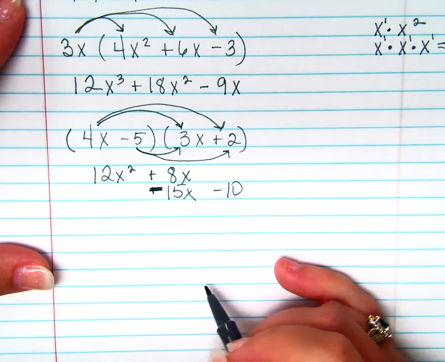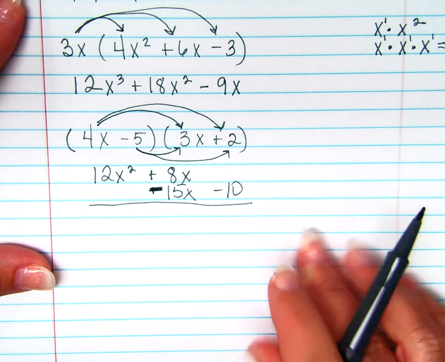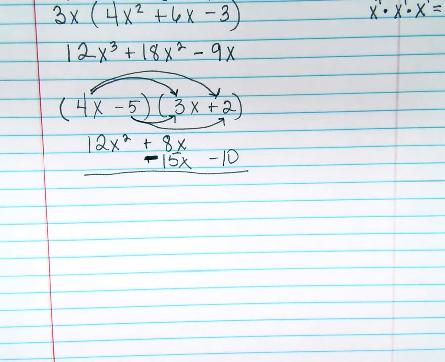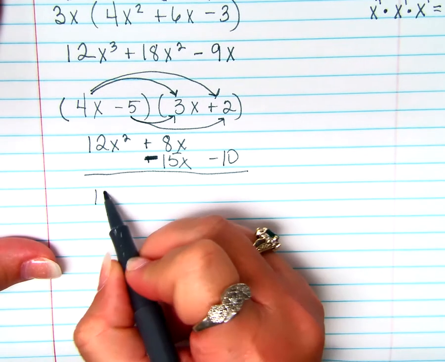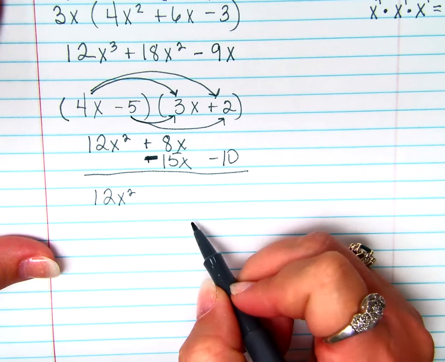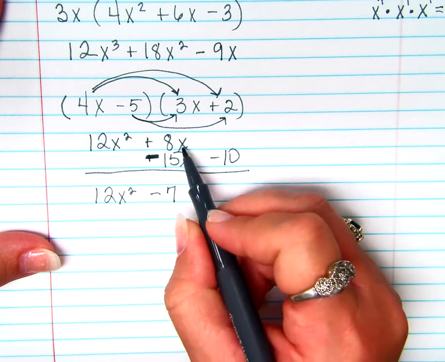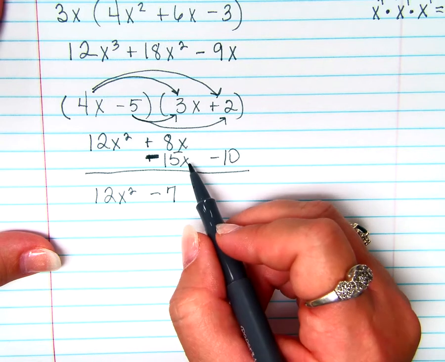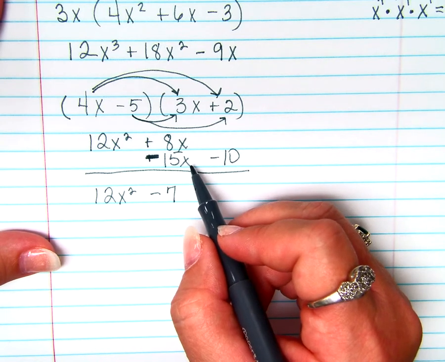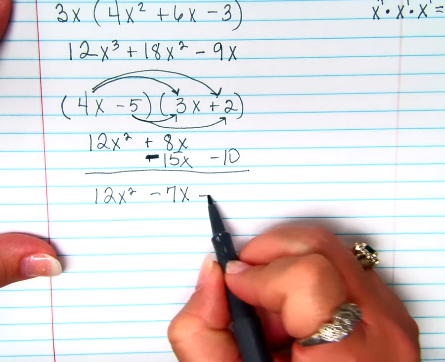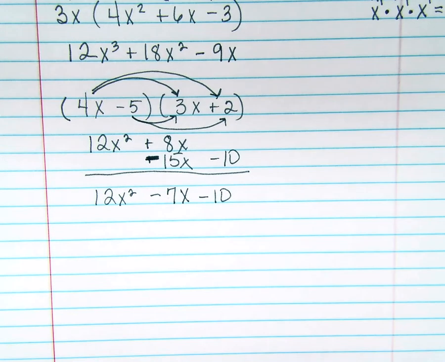Negative 10. So now when I go to combine these terms, I've got my like terms. Remember, this was like in the video where we added or subtracted horizontally, right? Okay? So I have 12x squared. What do I have here? Negative 7x squared. I got an x and an x. But I'm adding or subtracting, right? So I do not mess with the exponent. I leave it alone. Minus 10. Okay? Yeah, and then you're done.